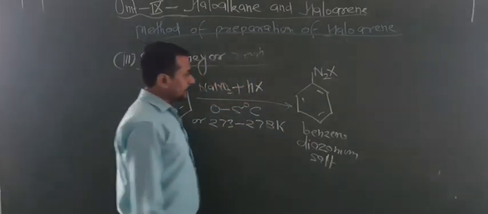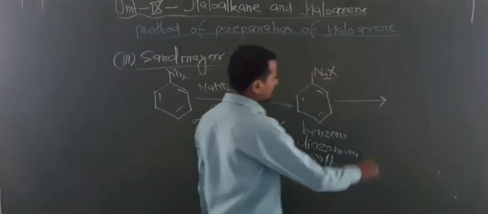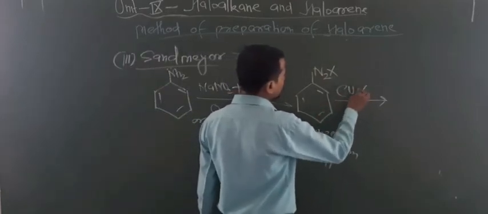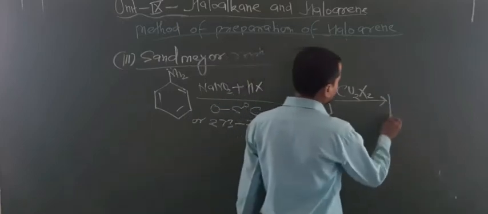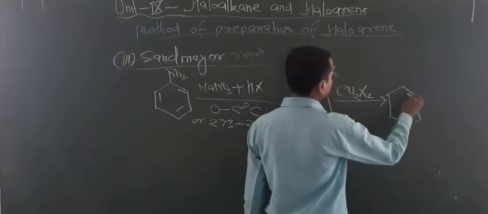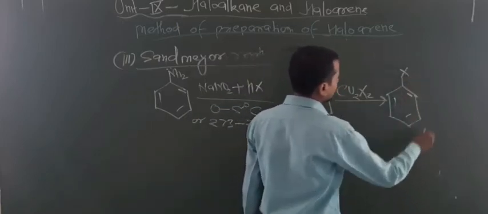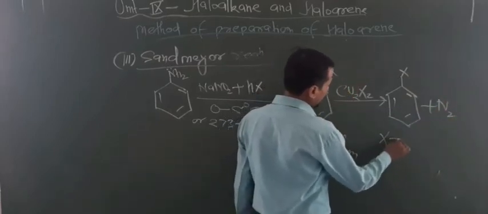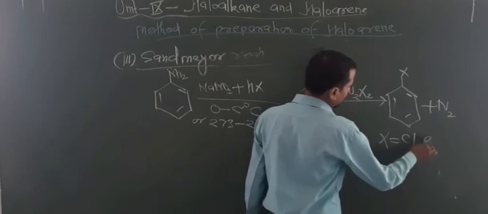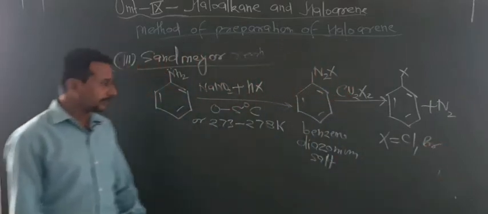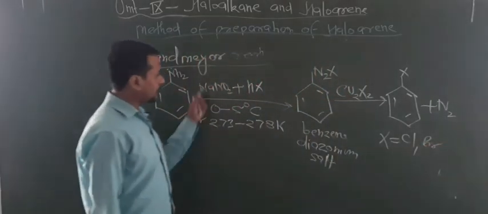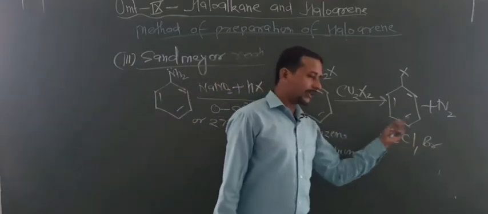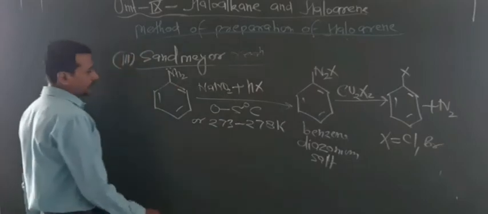Now what happens here? When this benzene diazonium salt reacts with Cu2X2, it will produce haloarene, Ar-X, and liberate N2 gas. Look at the condition, here X may be Cl or Br. That means by this reaction, the Sandmeyer reaction, you can prepare chlorobenzene or bromobenzene.